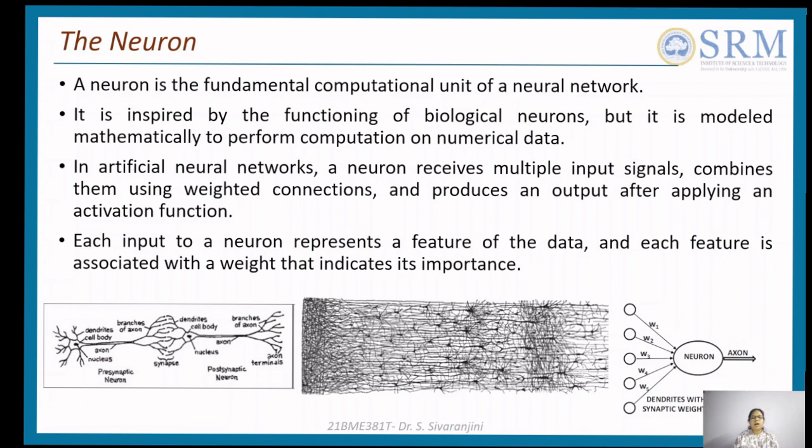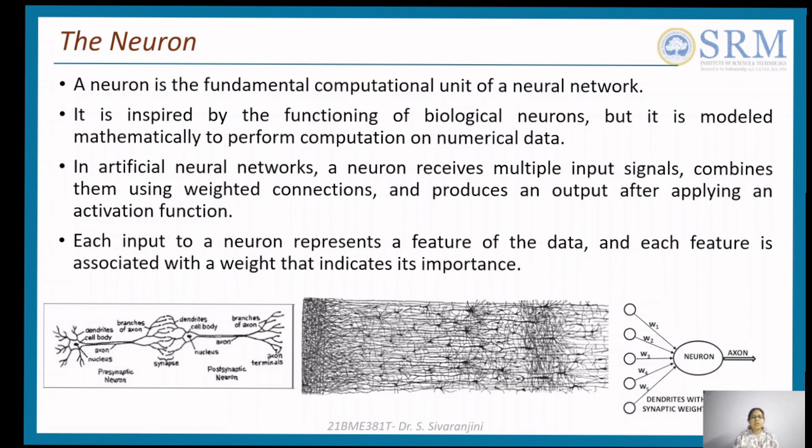So how are these deep learning models built? Every deep learning model is built from one basic unit, which is called the neuron. We'll be seeing what a neuron is. A neuron is the fundamental computational unit of a neural network, inspired by the biological neuron, but mathematically modeled to perform computation on numerical data. Numerical data in the sense of the inputs that we give to the neural network.